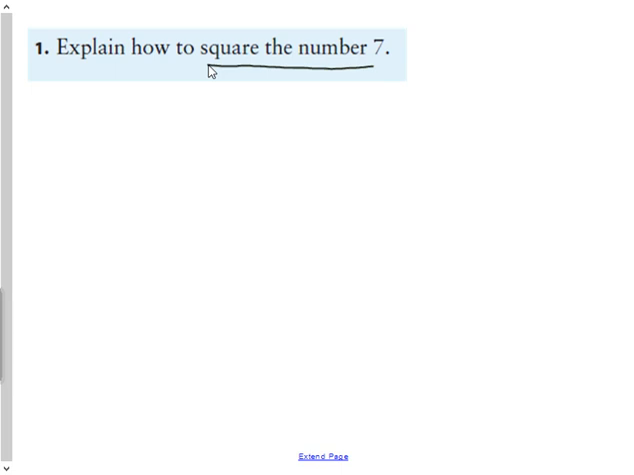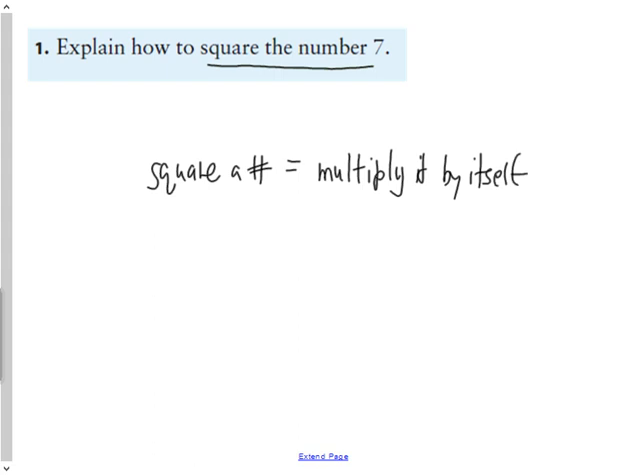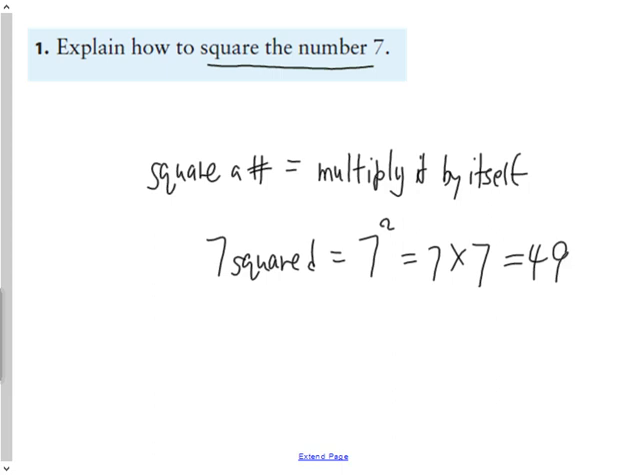So we said that squaring a number, to square a number, is to multiply it by itself. So if I have 7 and I want to square it, 7 squared can be written exponentially as 7 with an exponent of 2, which can then be written as 7 multiplied by itself, which can be expressed as 49.